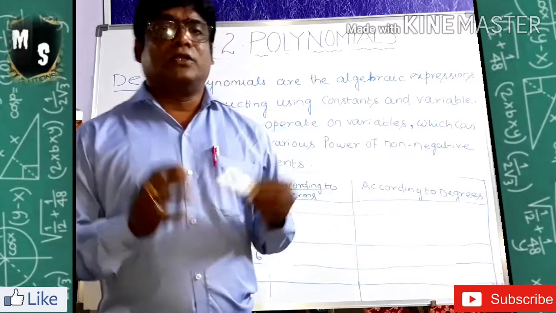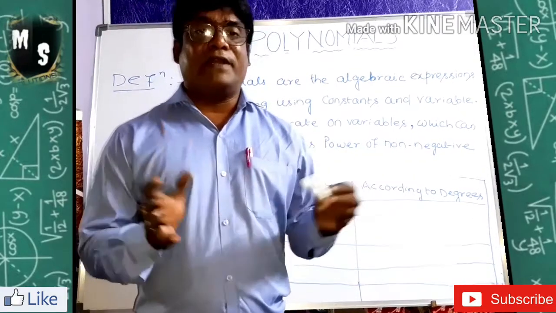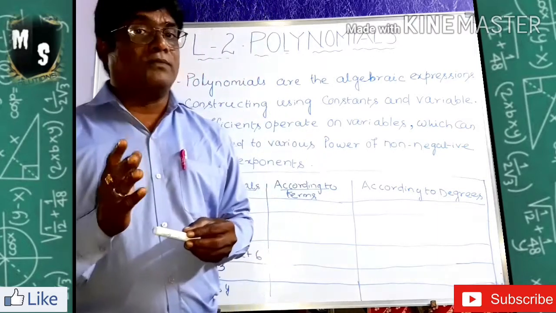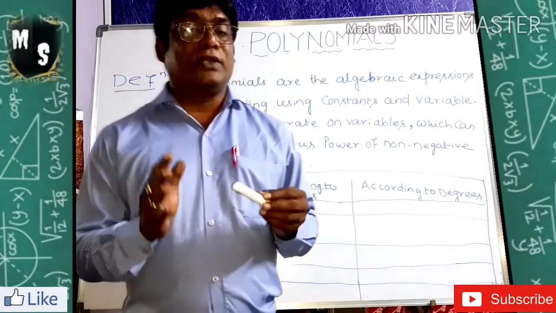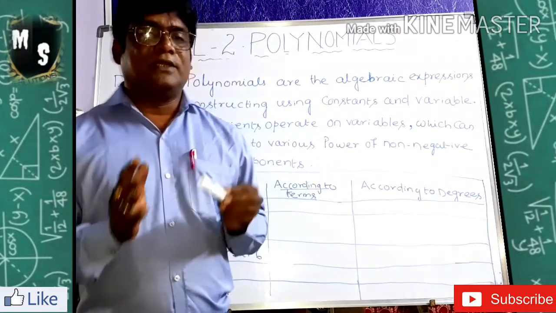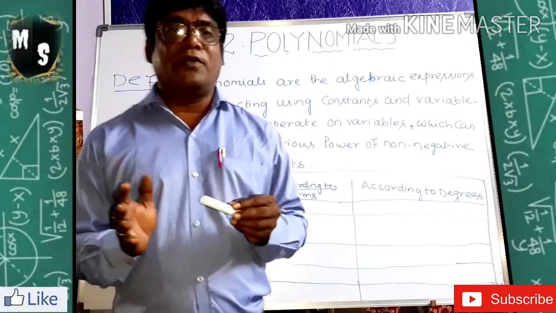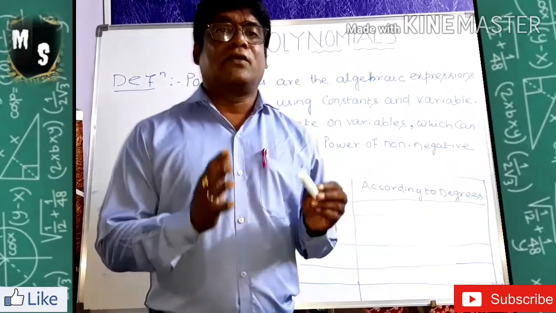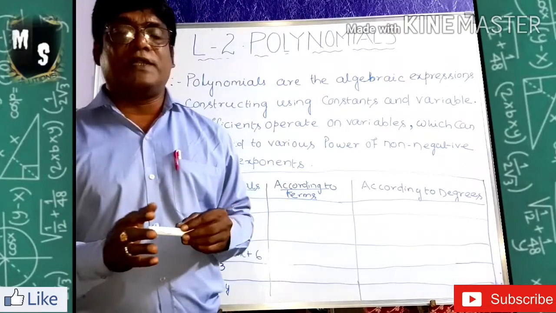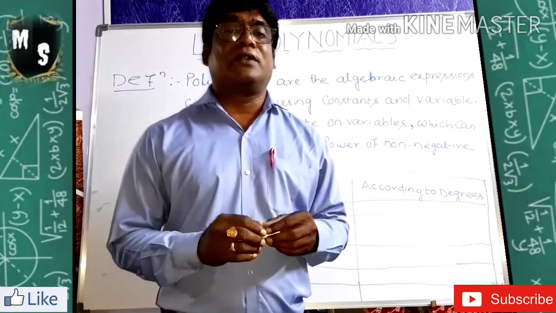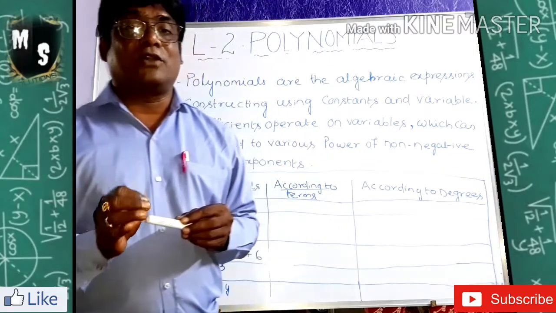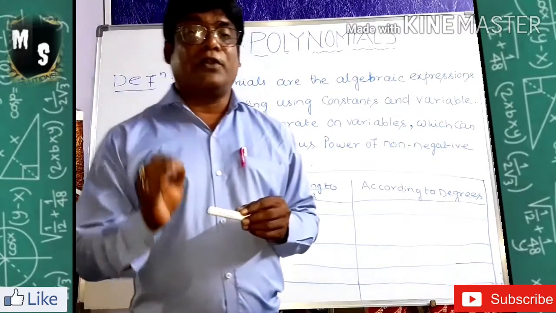After the discussion of the degree of the polynomial and the classification of the polynomial in the last video, the classification can be done in two ways: polynomials according to their terms and polynomials according to their degrees. According to degrees, degree 1 polynomials are linear polynomials, degree 2 polynomials are called quadratic polynomials, degree 3 polynomials are called cubic polynomials, and degree 4 polynomials are called biquadratic polynomials.